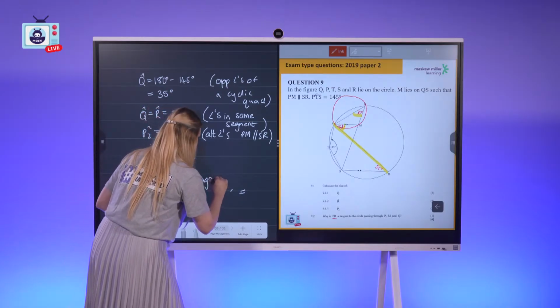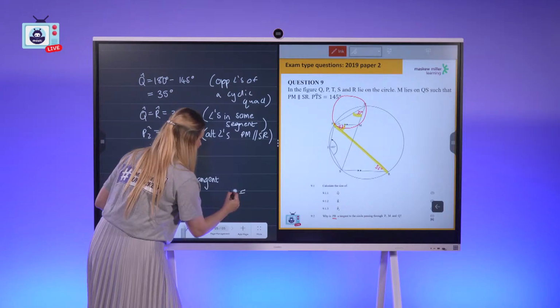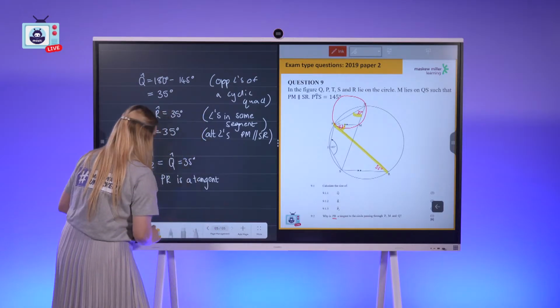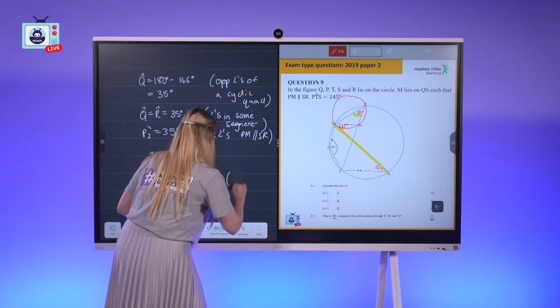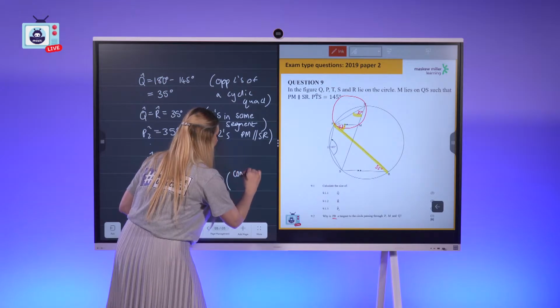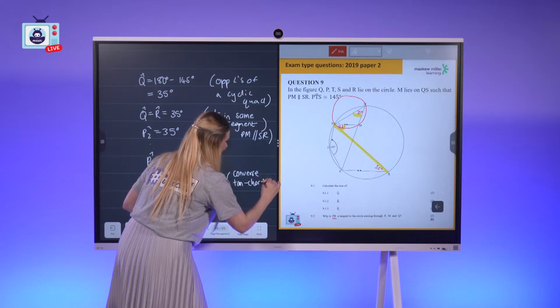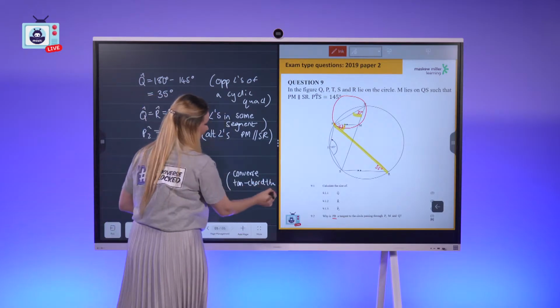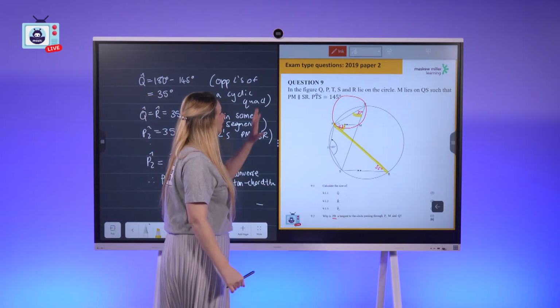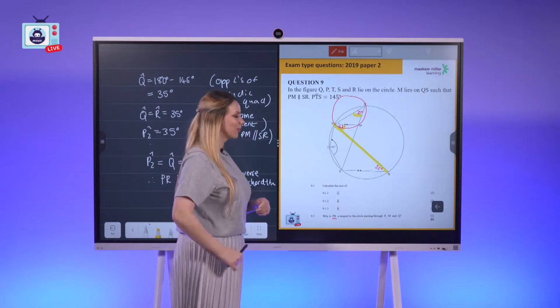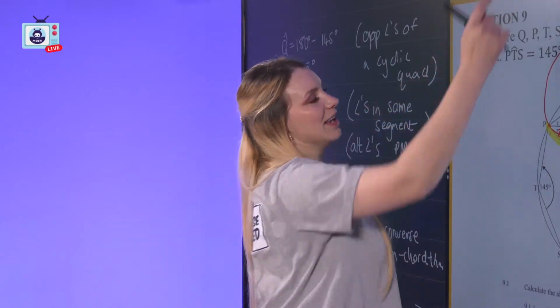But now here comes the important part. It is the reason we are going to give for why it is a tangent. And the reason we're going to give is converse tan-chord theorem. All right, that was lovely. We did a lovely exam type question from the DBE paper. Let's go to the next one.